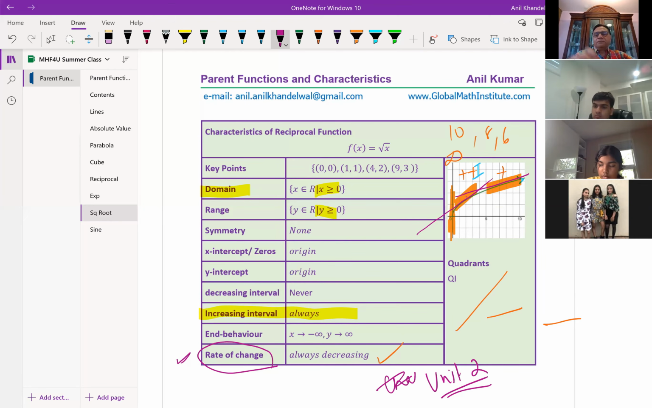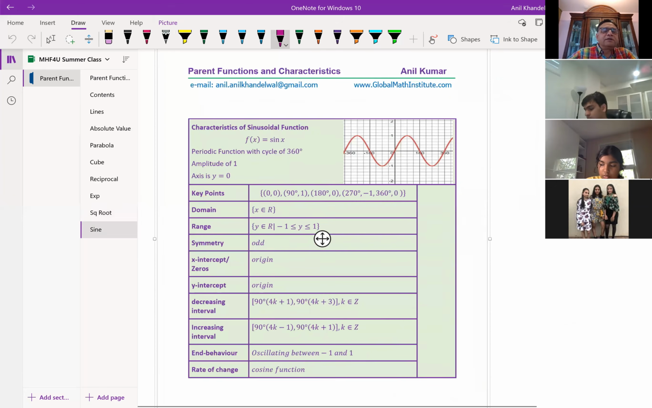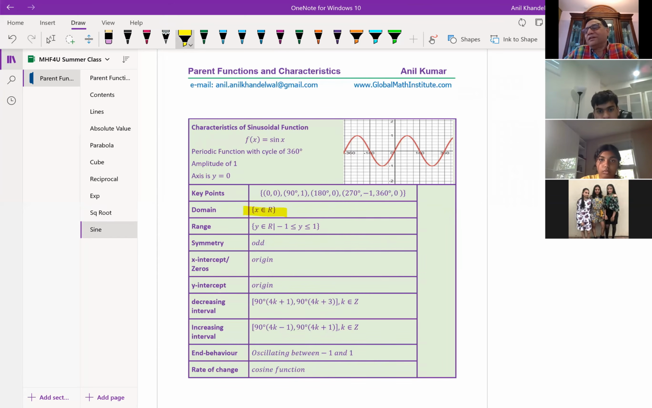Perfect. So we have come to know about these functions. Now here, we'll talk about the sine graph. Trigonometric function. Have you all dealt with trigonometric functions earlier? No? Okay. It's a sine curve as you can see, right? So it can have any x value. So we say domain is all real numbers, correct?